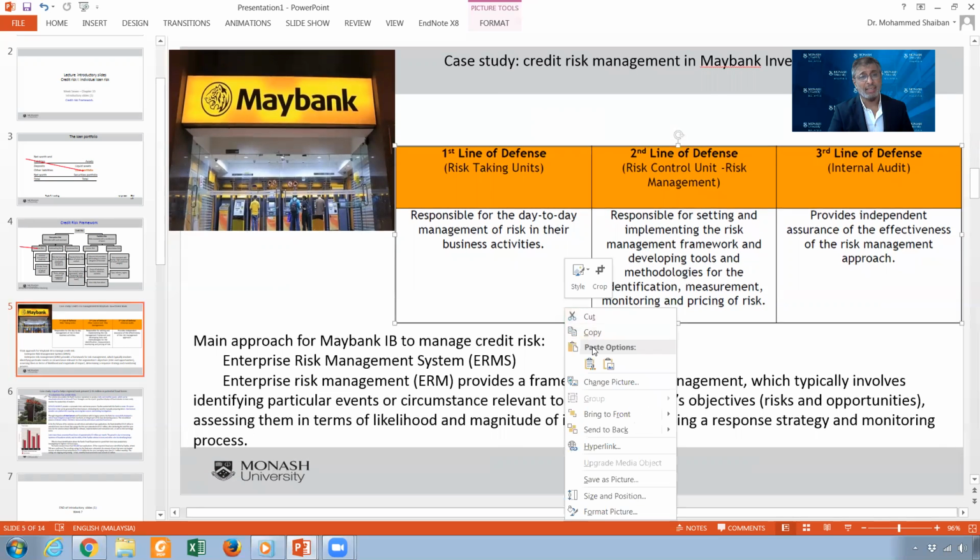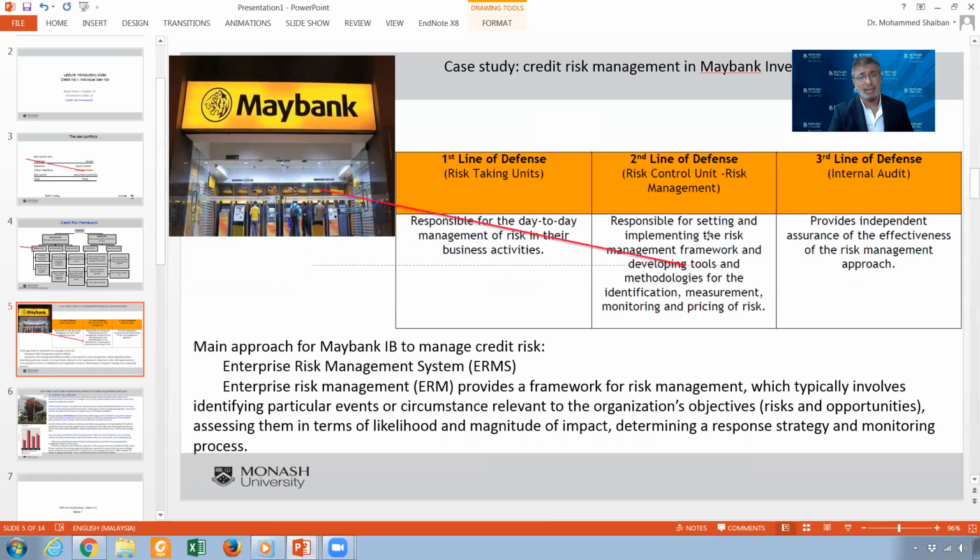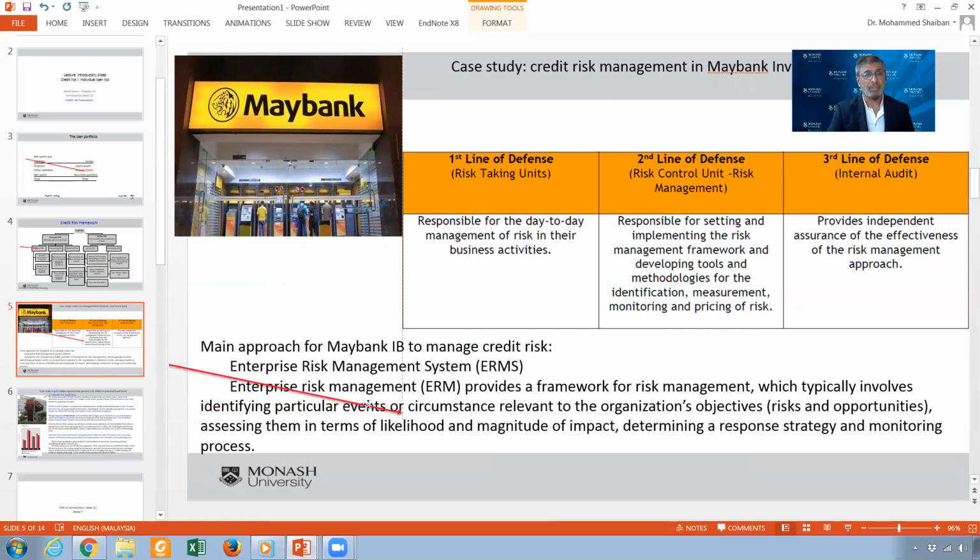And the third thing is, of course, to bring auditors. And when you bring auditors, the auditors will see whether things are in place. Now, Maybank IB used a main approach to manage credit risk. They have two systems, and every single business, and especially in banking, we have to have a risk management system. They have the risk management system called ERM, which provides a framework for risk management, which typically involves identifying particular events or circumstances relevant to the organization, which means they will identify those issues.